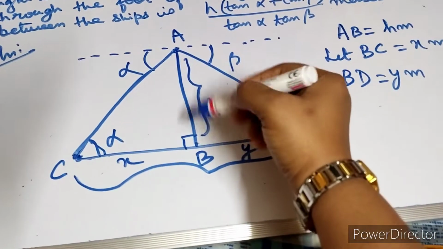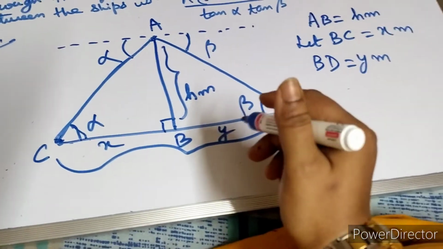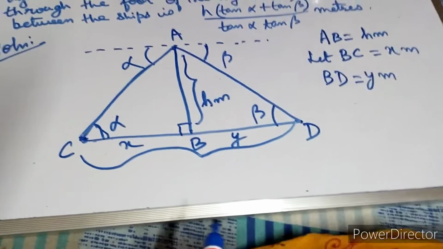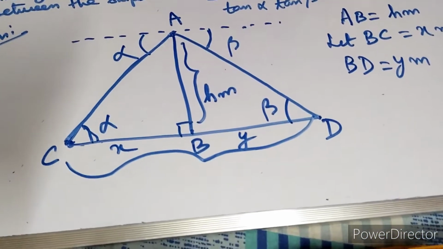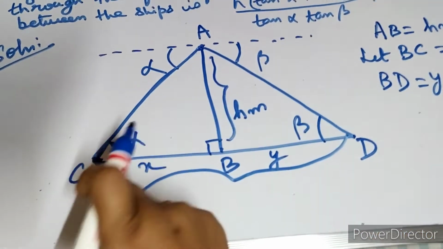So this is the base and this is the height. So height and base, which ratio can we consider? You should know this. We have to consider tan theta, because tan theta is perpendicular by base.